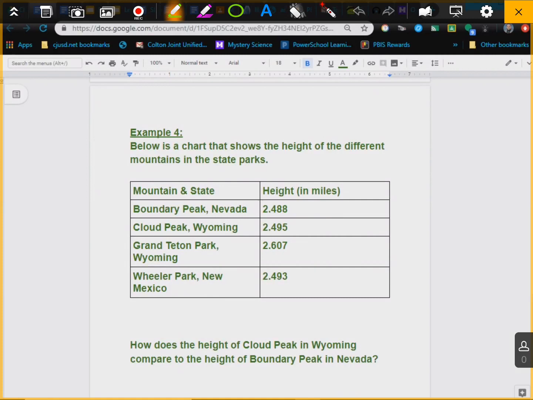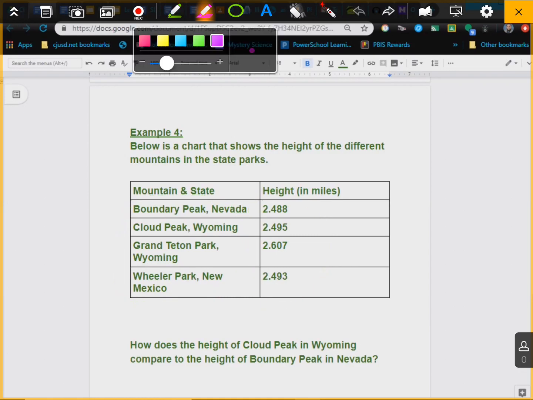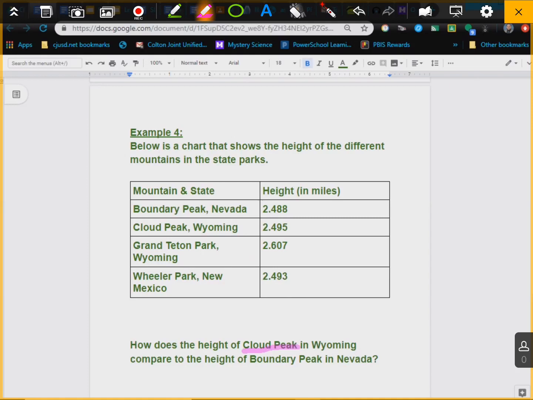Okay, so below is a chart that shows the height of the different mountains in the state parks. So you have the mountain in state with this here and the height right here. Okay, how does the height of Cloud Peak compare to the height of Boundary Peak? So we're looking at Cloud Peak, which is this one right here, and Boundary Peak, which is this one right here.